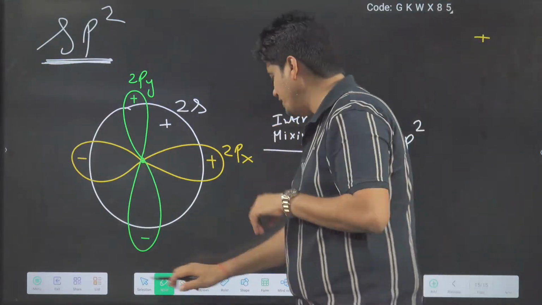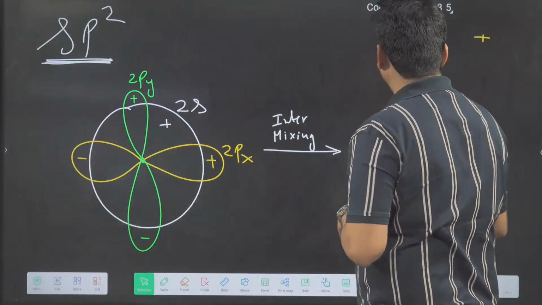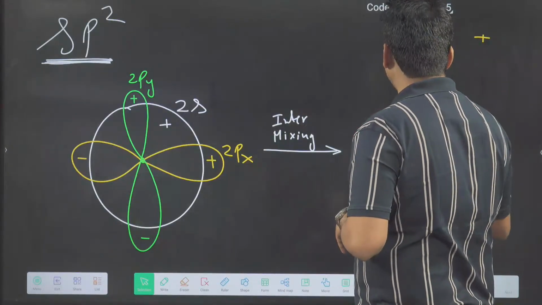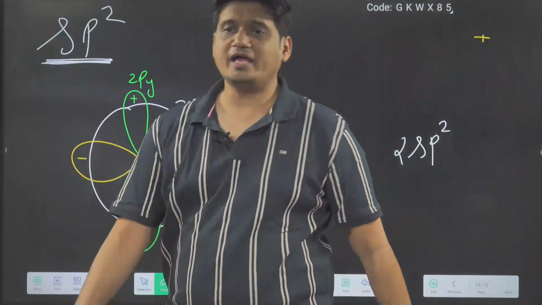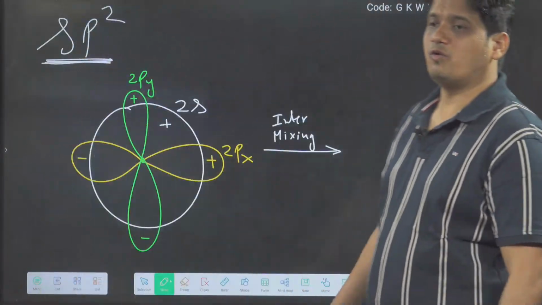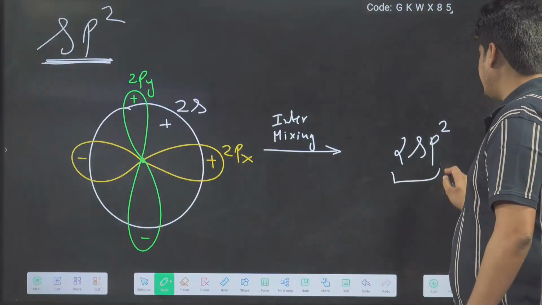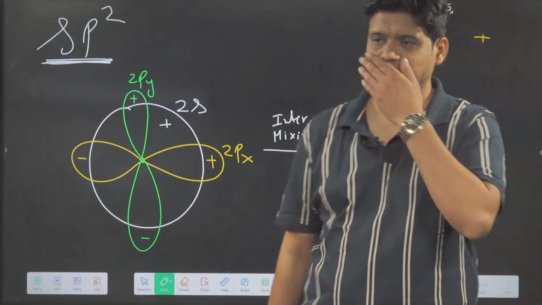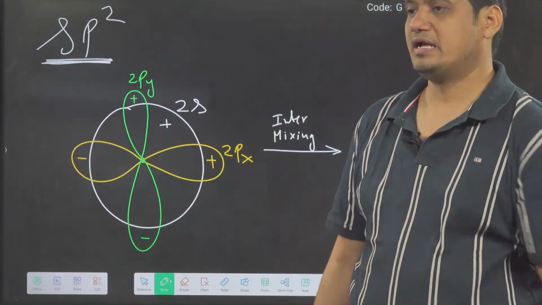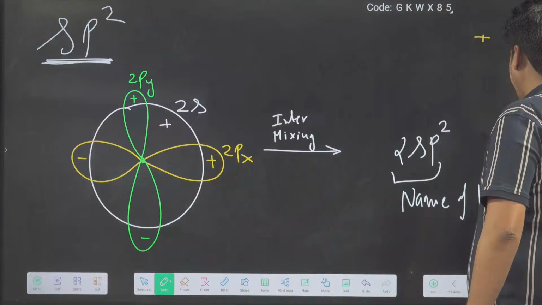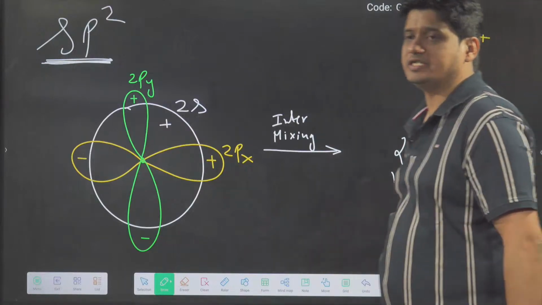Why is the name 2sp2? Please answer. Why is the name 2sp2? Answer quickly. Why in this example is the name of the hybrid orbital 2sp2?